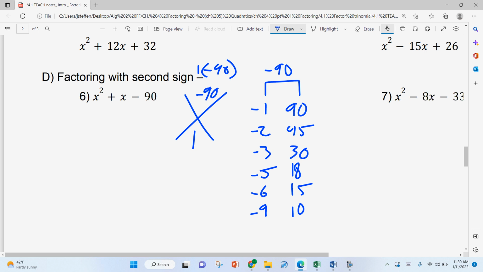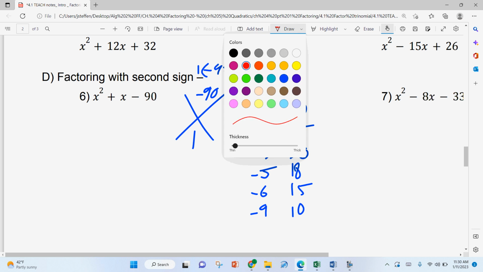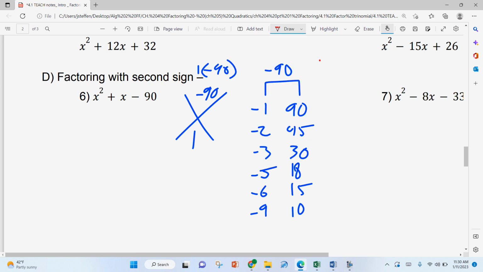So we are looking for numbers that multiply to be negative 90. So that's what we have the list of. But they add up to be positive 1. That is your negative 9 and 10. And it doesn't matter what order you put these in. If you put positive 10 and negative 9, that's okay too. So I'm going to give you the same answer.